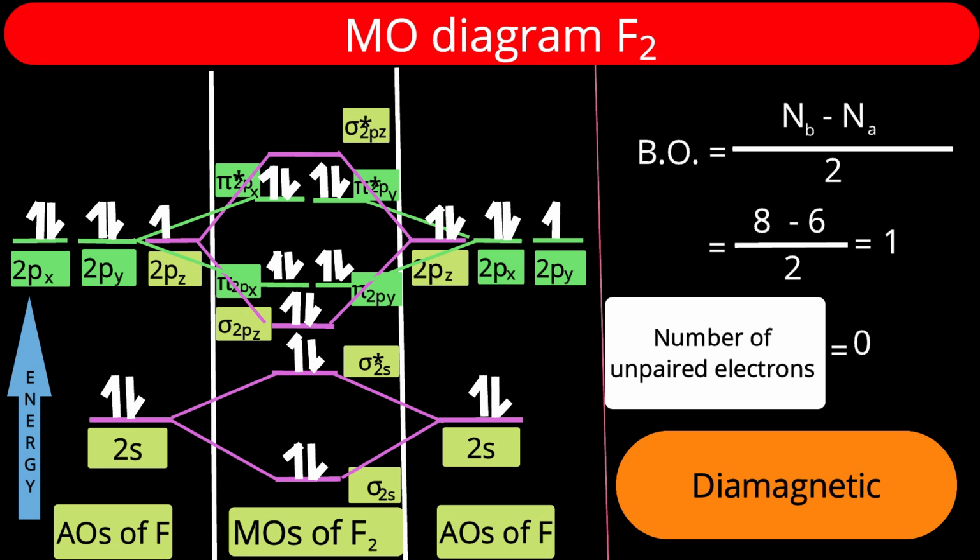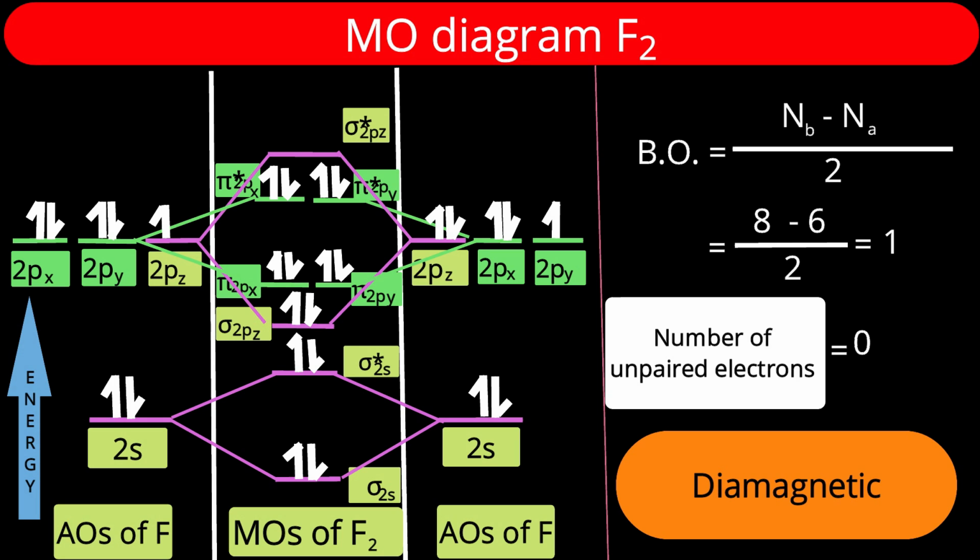So among the molecular orbitals resulting from interaction between 2p orbitals, sigma 2pz is of lowest energy, then pi 2px and pi 2py both have the same energy, then pi star 2px and pi star 2py both have the same energy, and last, sigma star 2pz is the highest energy orbital.